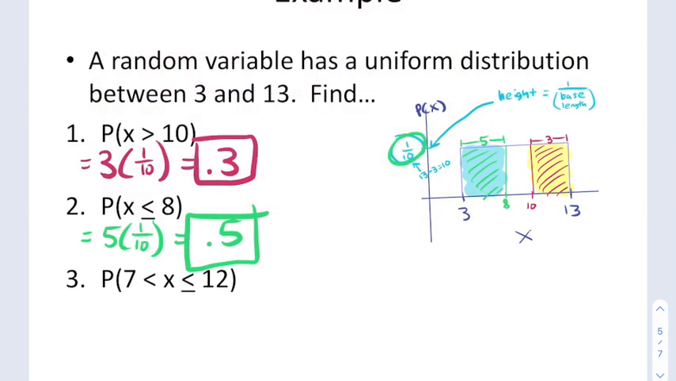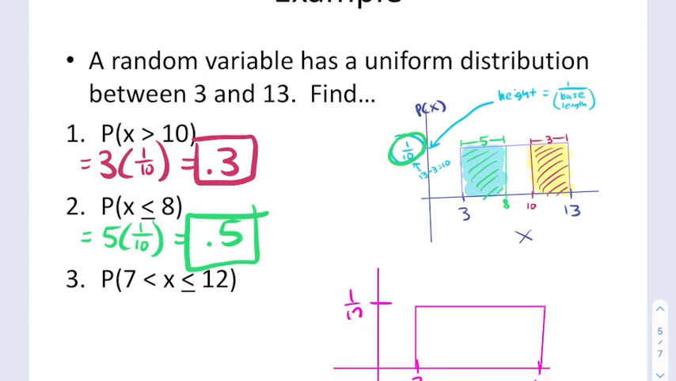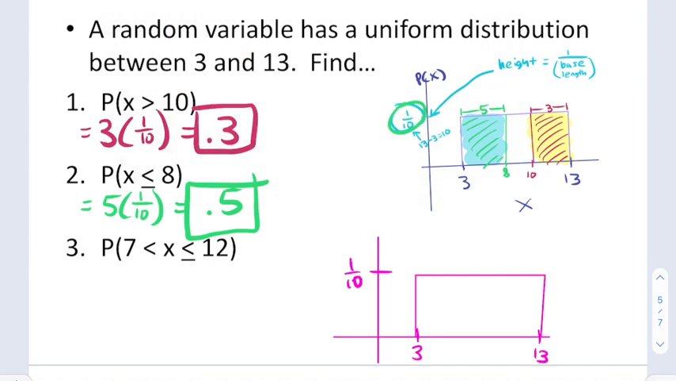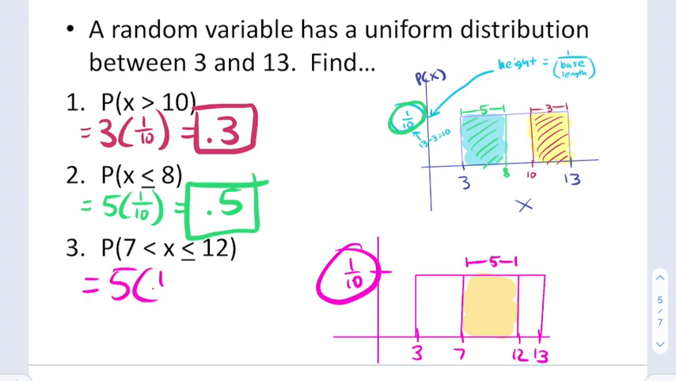Now I'm running out of room, so I'm going to redraw our picture real quick. No new calculations necessary, we're just redrawing it. And this time we're told 7 to 12. So I'm going to mark 7 and 12 on the graph. I'll cut the graph in both of those spots, and we're going to try to find this probability in the middle, or this area in the middle. Once again, the base of this smaller rectangle is 5, just like in that last problem we did, and we still have this consistent height of 1/10, so this is going to equal 5 times 1/10, which will once again be 0.5 as our final answer.